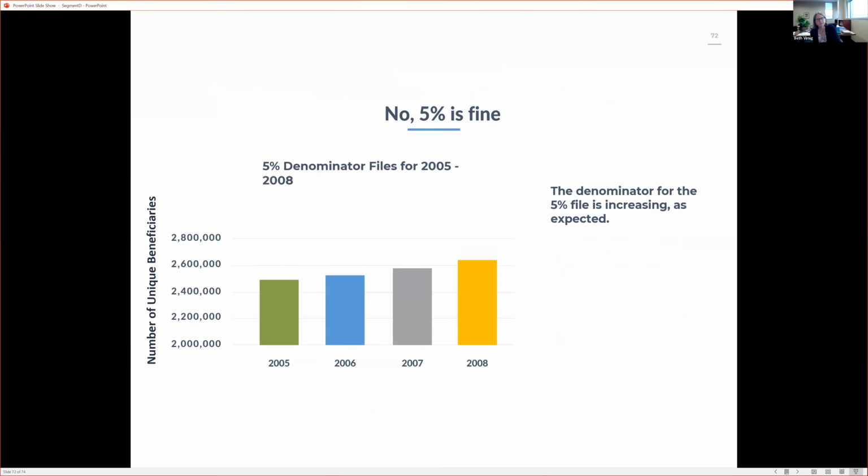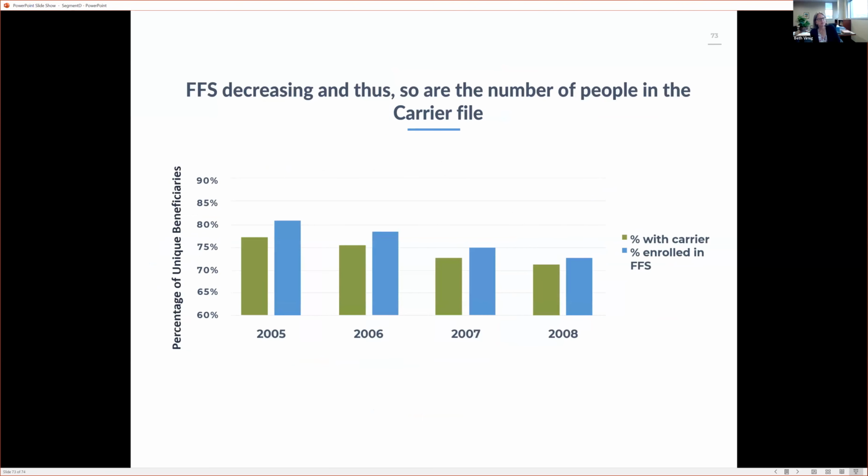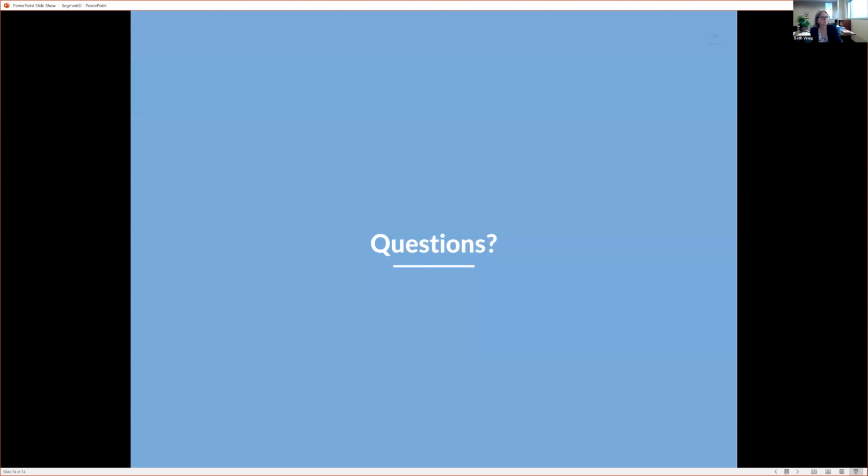So what we did is we looked at the denominator at the time and said, no, the denominator is getting bigger. What was really going on is the denominator was getting bigger and the carrier was getting smaller. The reason was that managed care enrollment was increasing faster than the overall population, which resulted in a net loss in the carrier file. So these are the sort of things that happen where having the denominator allows you to understand these patterns and why something is rising or falling, so that you can interpret it more accurately.